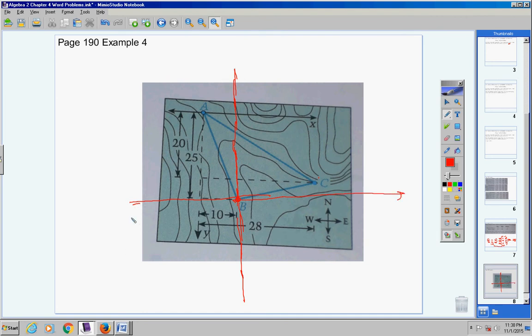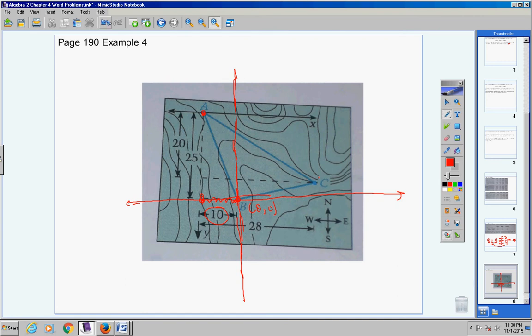There we go. So point B is (0, 0). Now notice for point A, I've gone over 10. Got it? Over 10. From here to here, it says is 10. Is it miles? Let me glance in the book real quick. I think it's miles. Yes, miles.